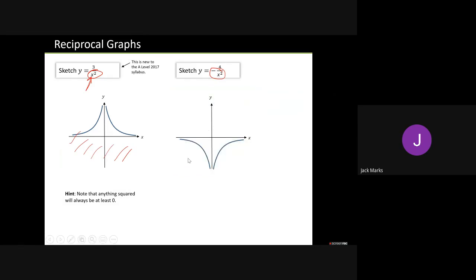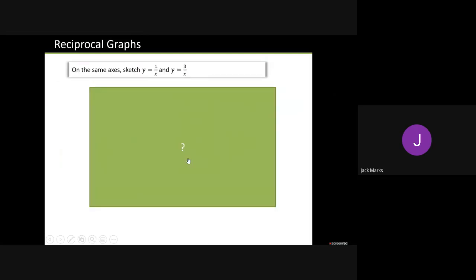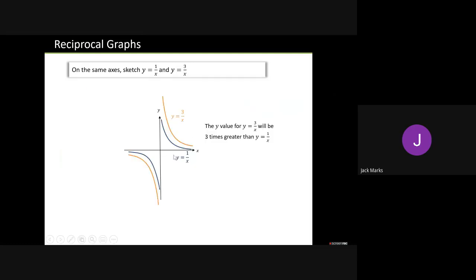So these are both called reciprocal graphs. On here, sketching them together, you could do this with a table of values to see the pattern. Very, very similar, but 3 means that this has been stretched. So each y coordinate is multiplied by 3, whether that's in the positive or in the negative direction.